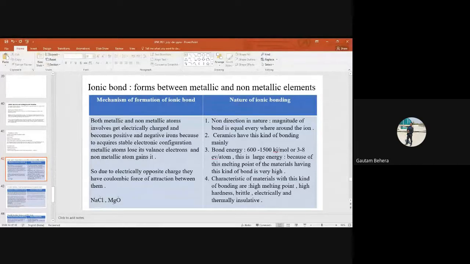This is a compound. Similarly, magnesium oxide. Magnesium is a metallic atom which will acquire positive charge, oxygen acquires negative charge. So finally, they will form a compound, MgO. So we can have a lot of examples.